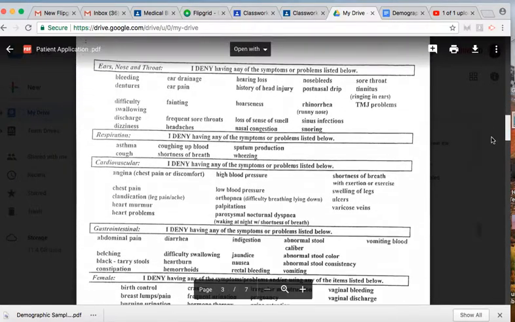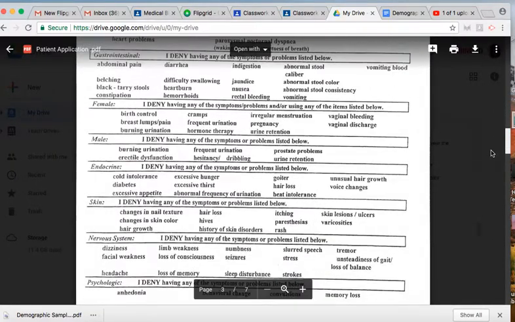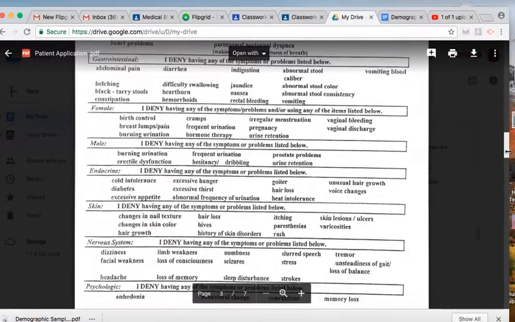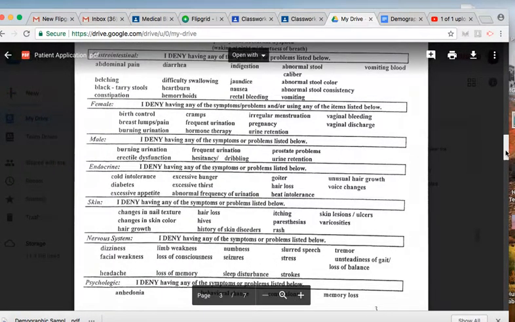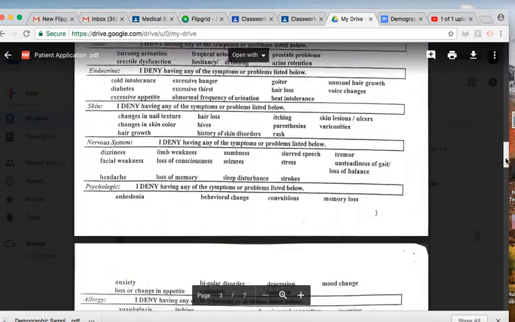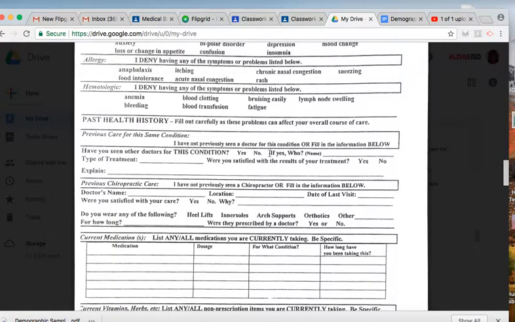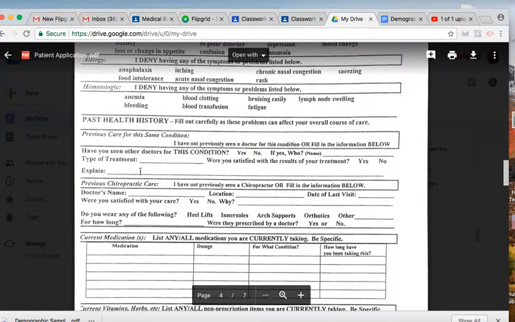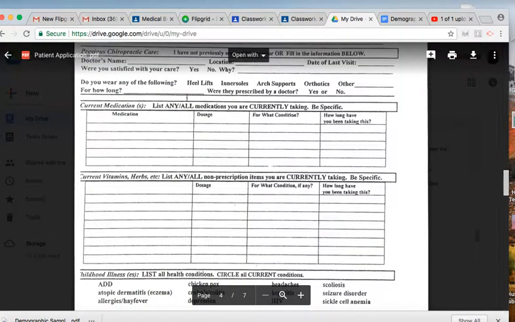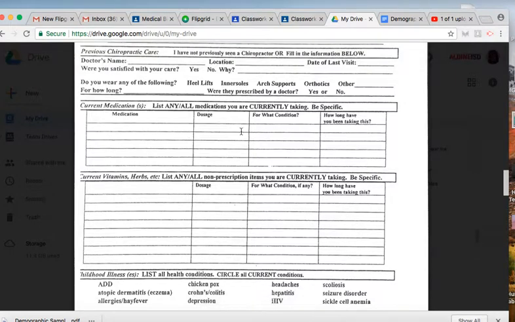So you do have to go through each system to, again, make sure that you're not missing anything. And yes, it does take our patients about 30 minutes to complete these applications, especially if they read it thoroughly. If you've been seen by another doctor for this condition, yes. If so, explain the treatment. You can disregard the previous chiropractic care because this is not a chiropractic patient. Here, you would list the current medications. If the dosages are not there, you don't have to worry about it.